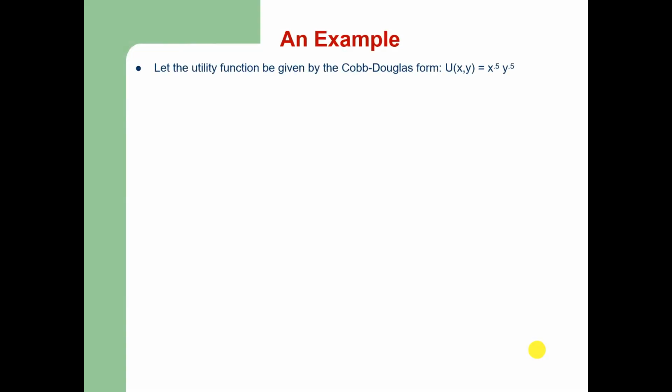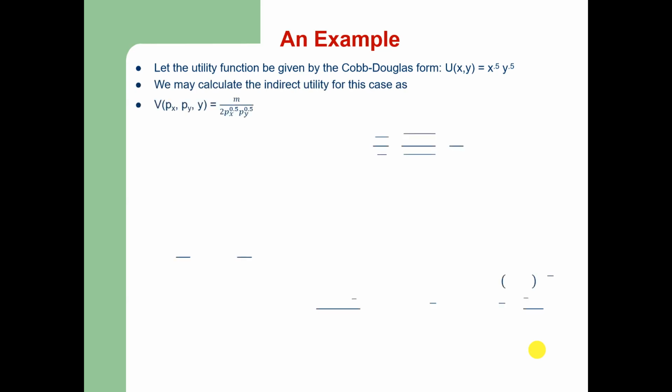Here is an example. Let the utility function be given by the Cobb-Douglas form. The utility function is equal to x raised to the power 0.5, y raised to the power 0.5. We may calculate the indirect utility function for this case as follows. The indirect utility function v of px, py, and y is equal to m divided by 2 price of x raised to the power 0.5, price of y raised to the power 0.5.